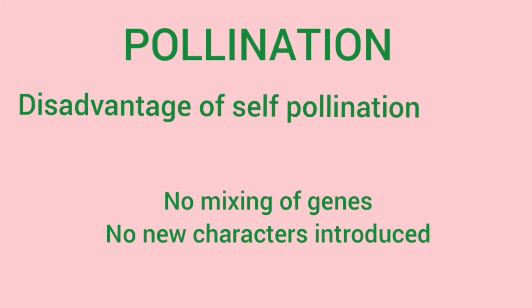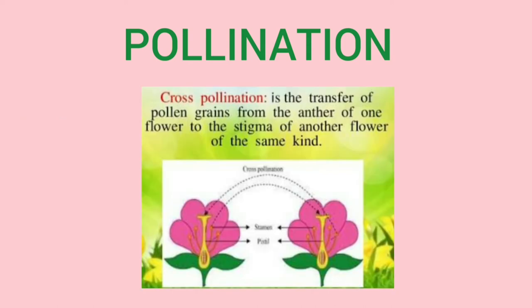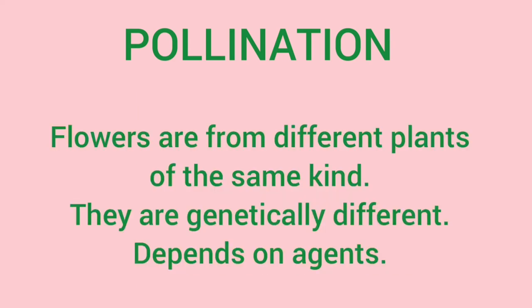The disadvantage of self-pollination is that there is no mixing of genes, so no new characters or features are introduced into the offspring. The second type is cross-pollination. In this type of pollination, pollen is transferred from the anthers of one flower to the stigma of another flower. In this case, the two flowers are genetically different from each other.